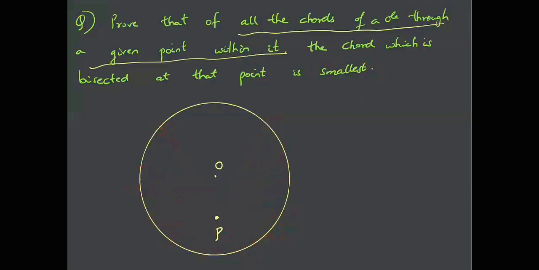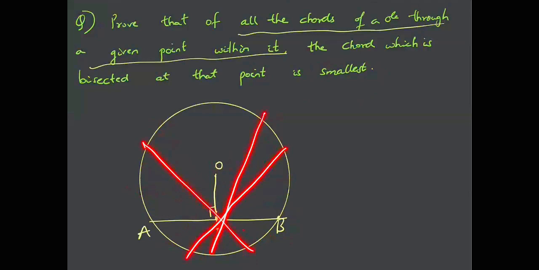Okay. Now, when a chord is bisected, it means that if I join the center to that point, it should be perpendicular to the chord, right? So the chord which is bisected means if I join the point P with the center, then this should be perpendicular to the chord. Then this chord is bisected at point P. Now, if I take any other chord among all these chords, you need to prove that AB is the shortest chord.